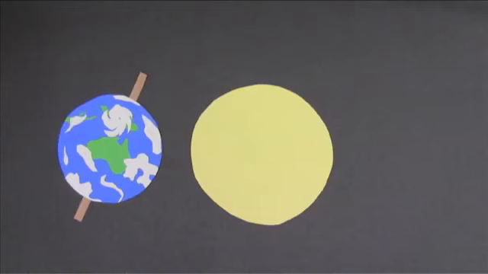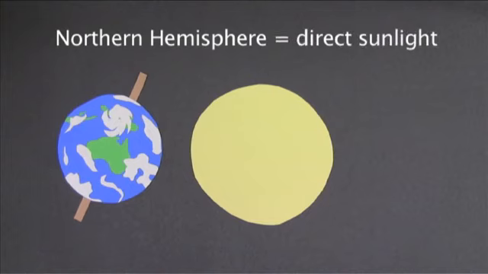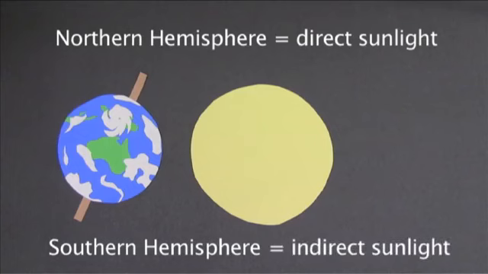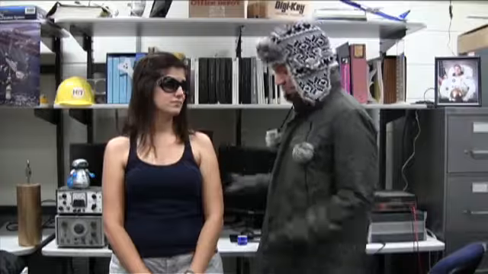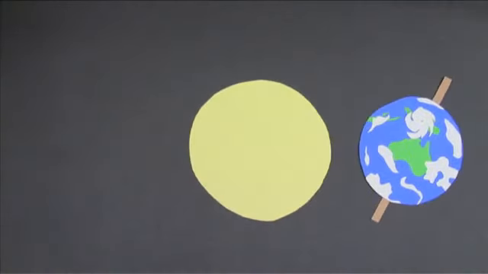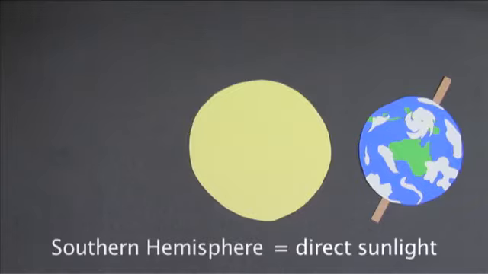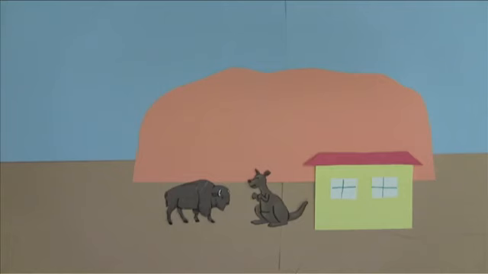So let's put it all together. When the northern hemisphere is tilted towards the Sun, it's receiving direct sunlight. It feels warmer, which means it's summer there. And the southern hemisphere is receiving indirect sunlight, which means it feels cooler. That's winter. Six months later, when the Earth is on the other side of the Sun, we have the opposite. It's the southern hemisphere receiving direct sunlight, so it's summer there. And the northern hemisphere is receiving indirect sunlight, so they're having winter. And now you know the reason for the seasons.